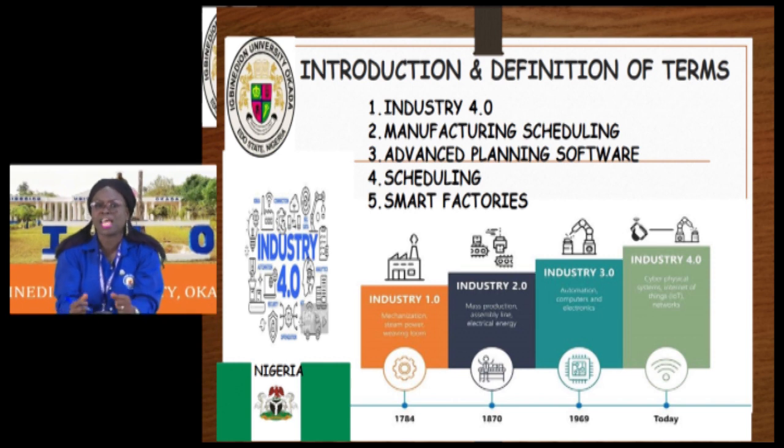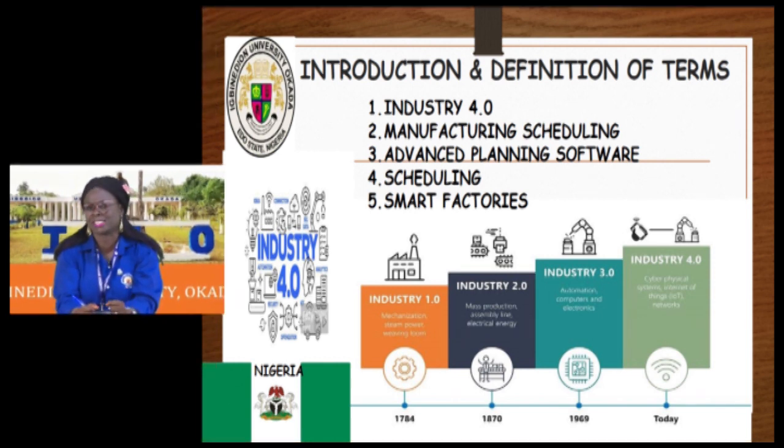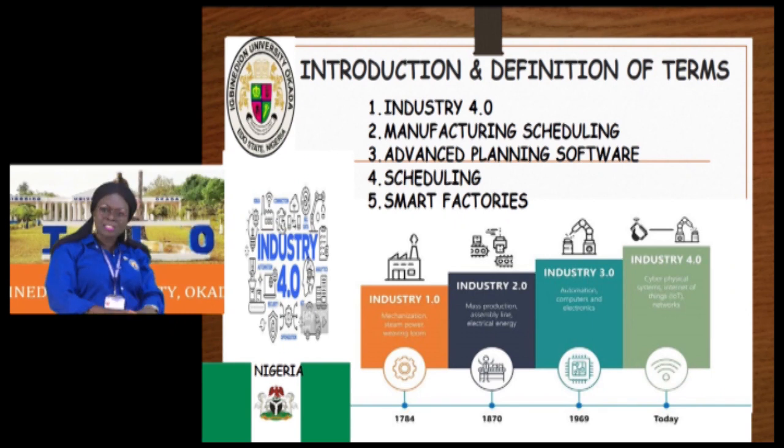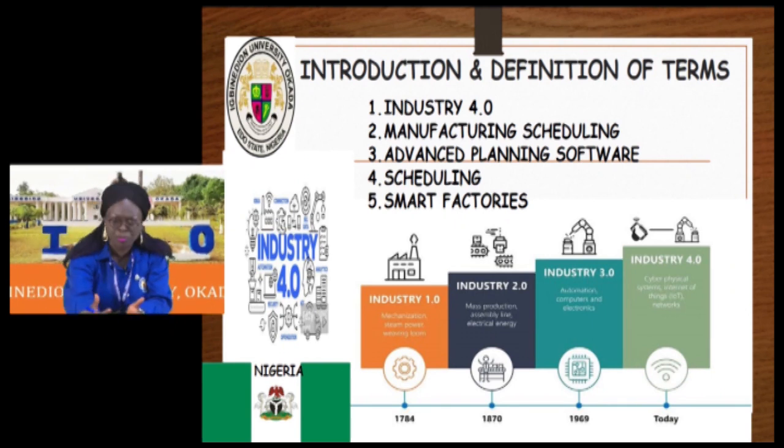For definition of terms, we'll be defining manufacturing scheduling software. What is it all about? It is used to collect data, turn this data into actionable output that feeds the connected supply chain, connects machines and computers using sensors for a holistic view of manufacturing facility to boost up production and enhance quality.